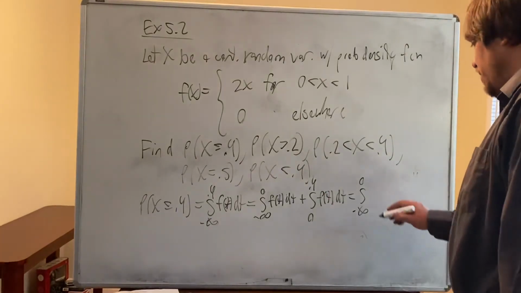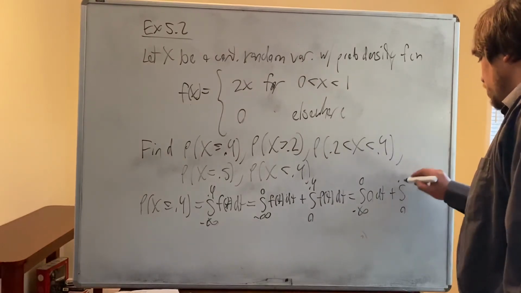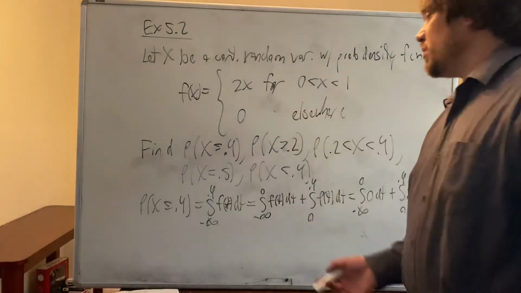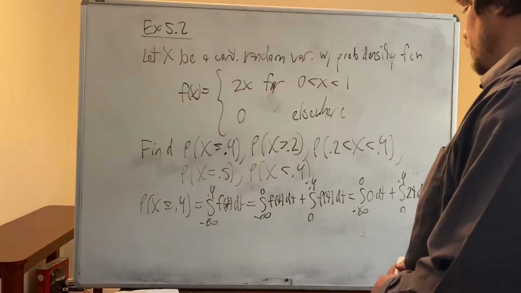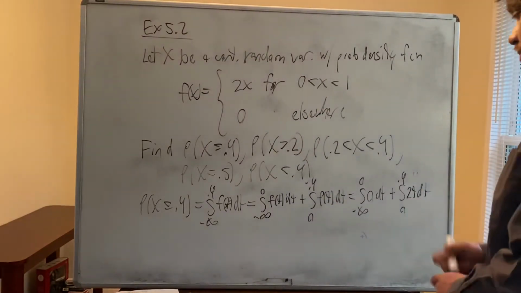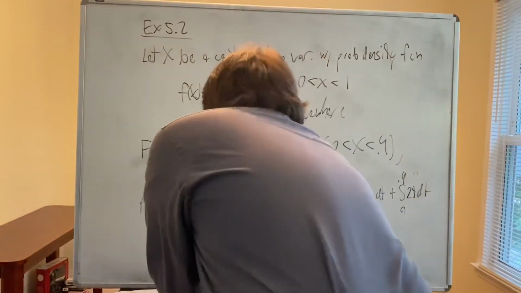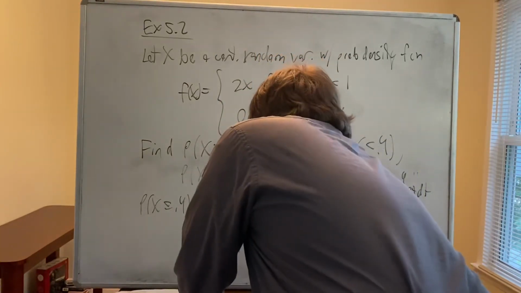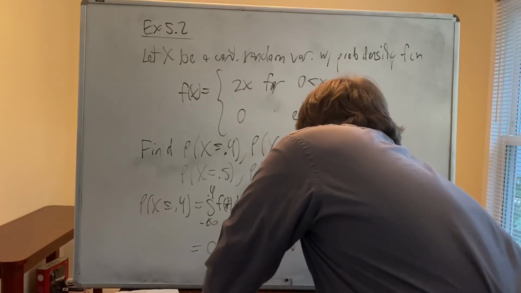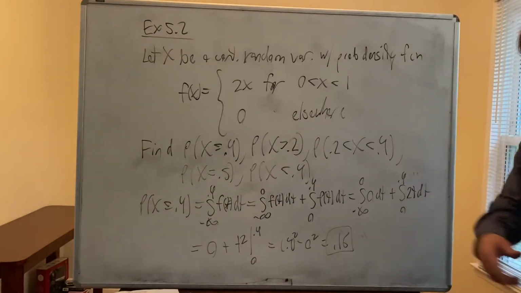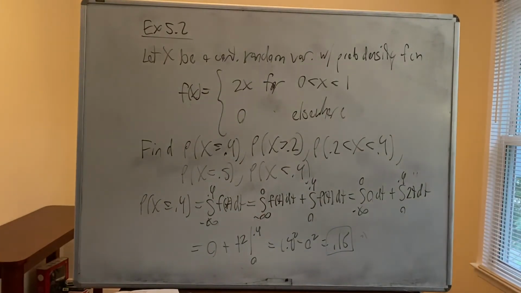So the integral from negative infinity to 0 of 0 dt plus the integral from 0 to 0.4 of f of t dt, which is 2t dt, right? It's 0 everywhere less than or equal to 0. So this is equal to 0 plus t squared evaluated from 0 to 0.4. And so this is 0.4 squared minus 0 squared, that's 0.16. All right, so the probability x is at most 0.4 is 0.16. Okay, so that's that one.